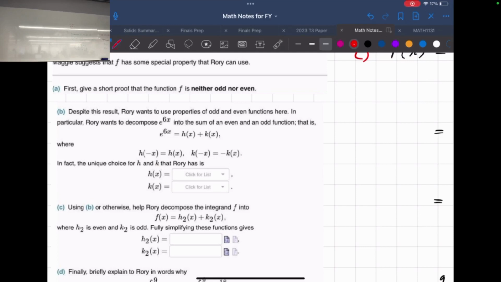It's just because when you expand it, one is e to the x plus e to the negative x, and one is e to the x minus e to the negative x.